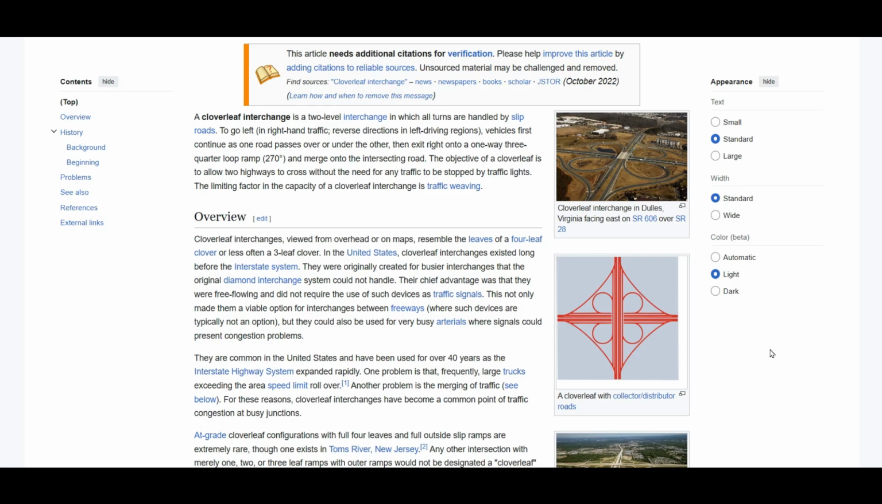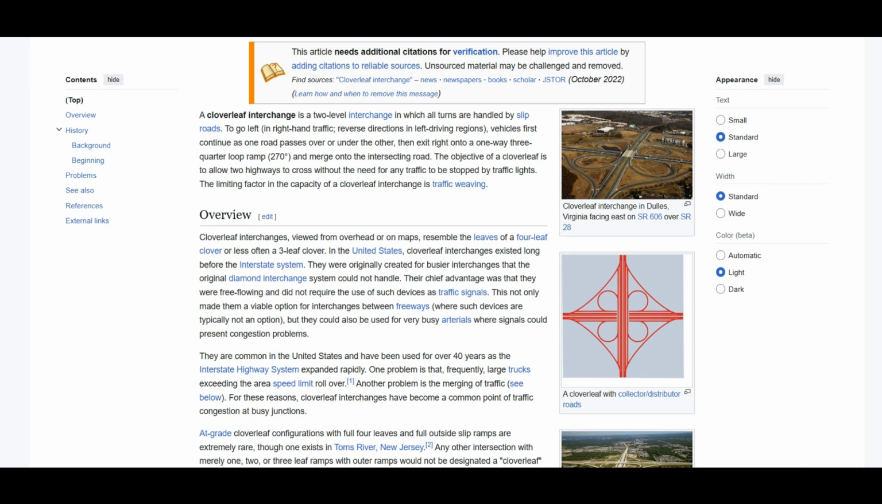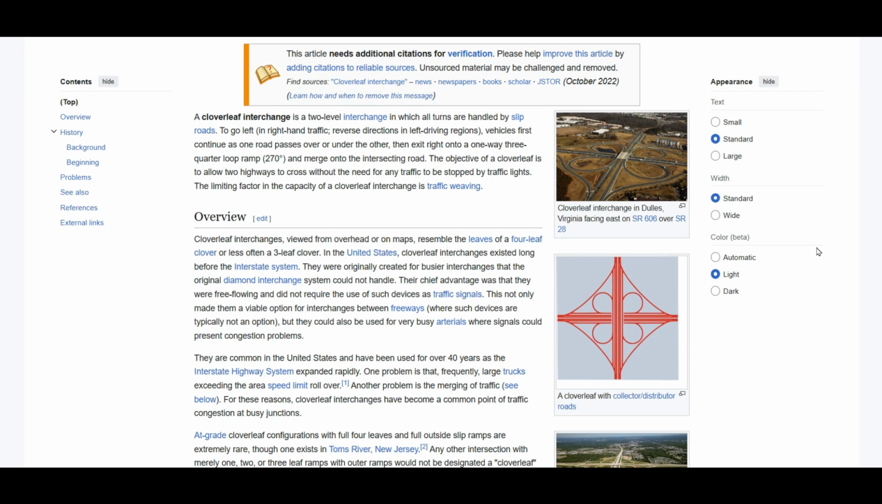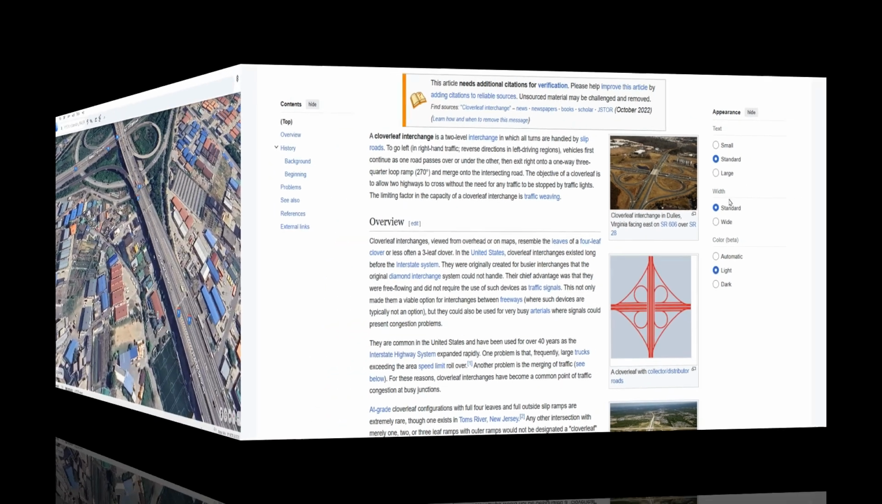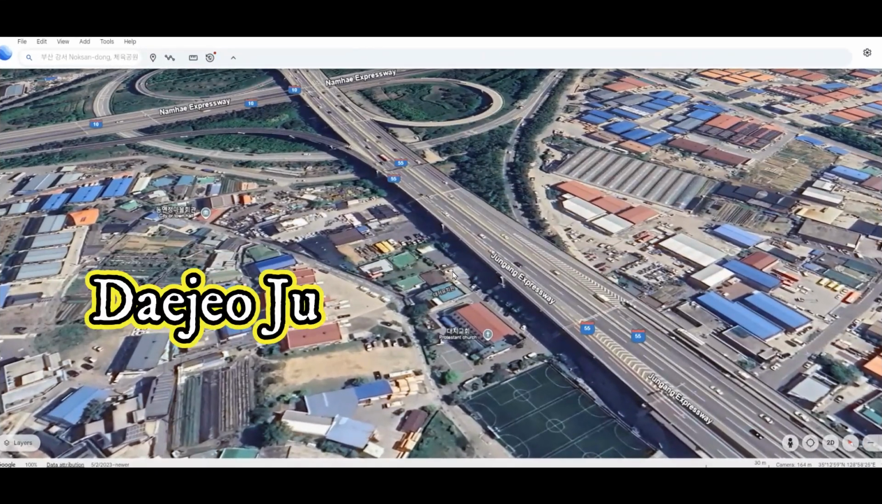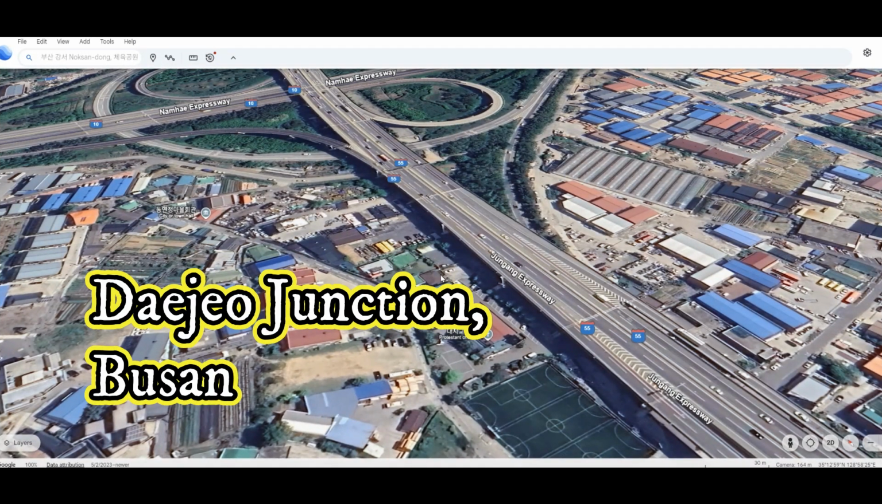When you go through the weaving, it was not that difficult to drive or not that dangerous, as long as the weaving distance is enough. However, in South Korea, it is very tough or dangerous to go through. Let's take a look at one example. This is the Daejeo Junction. It's situated west of Busan city.